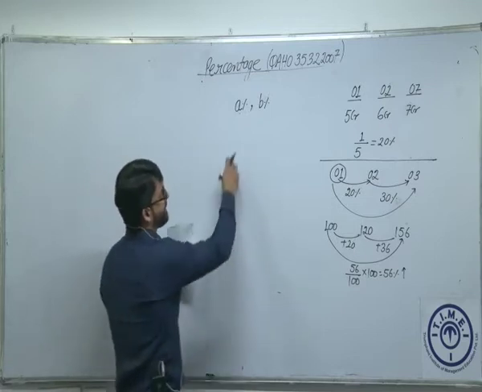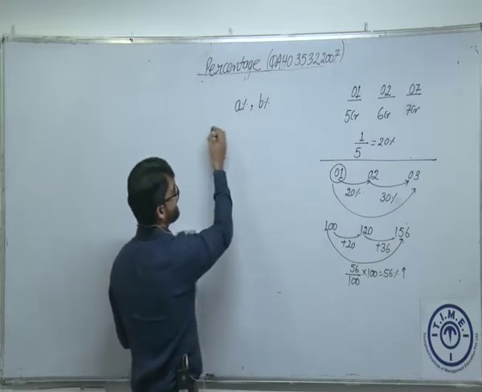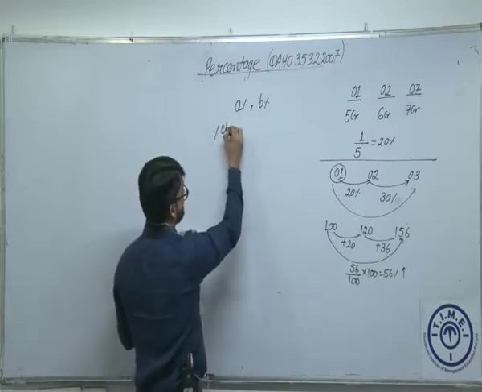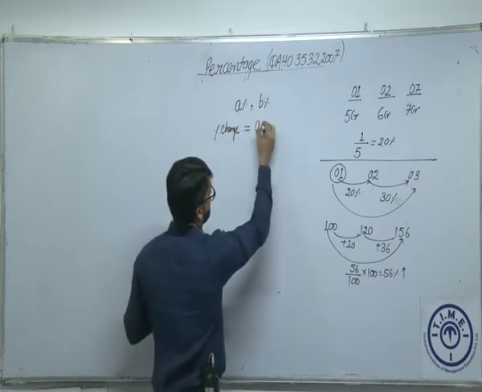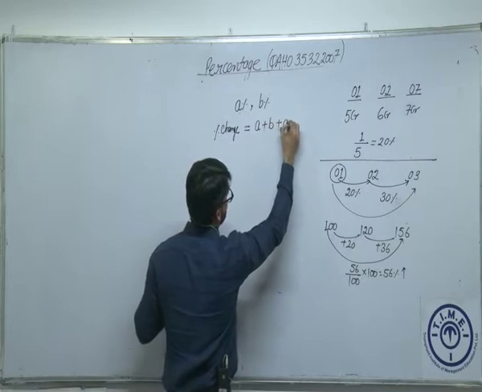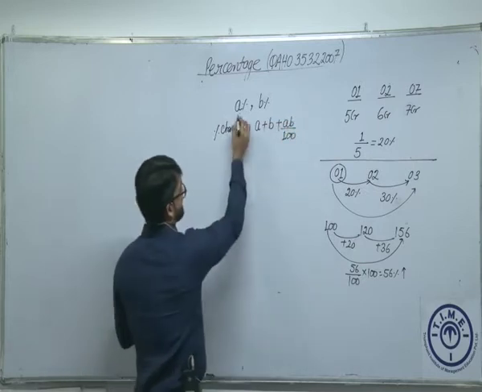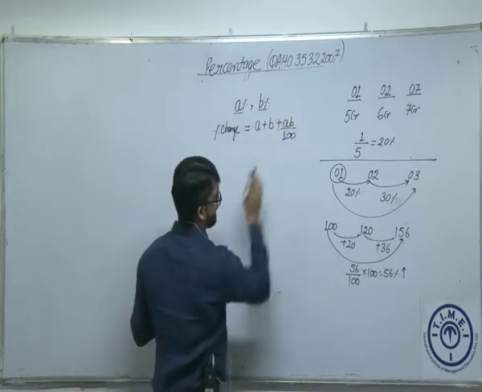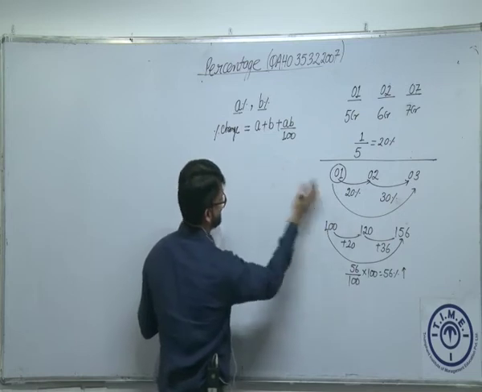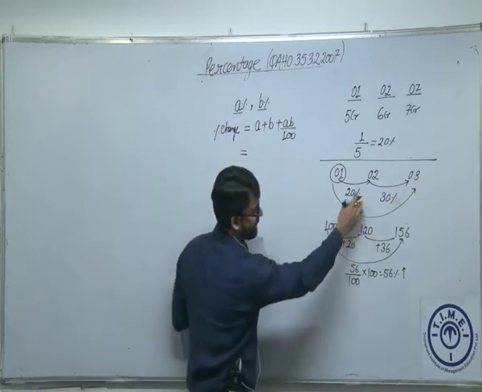So if anything is changed by A% and then changed by B%, the overall percentage change effectively is given by A plus B plus AB by 100. A% change, B% change is A plus B plus AB by 100. We can use this formula in this example. Am I right? 20%, then 30%.